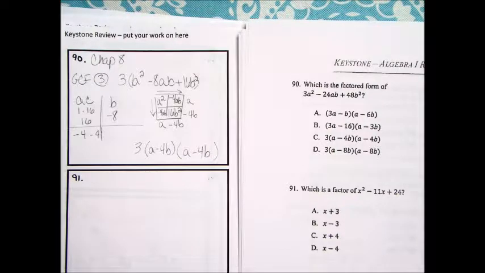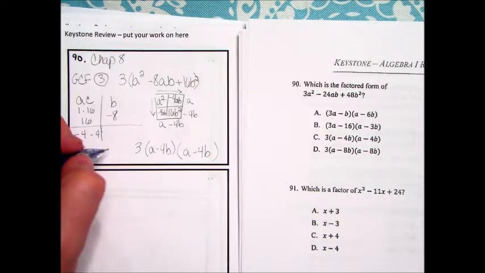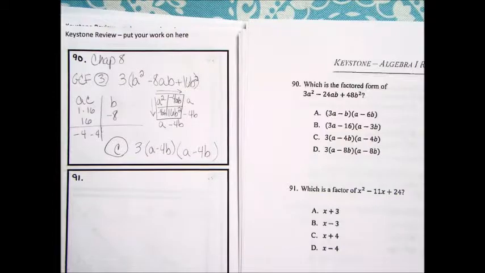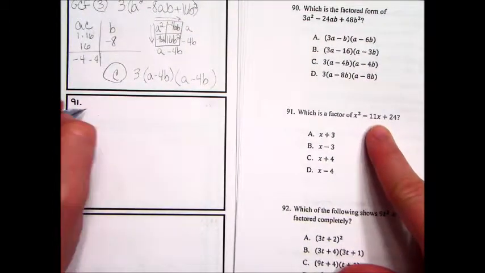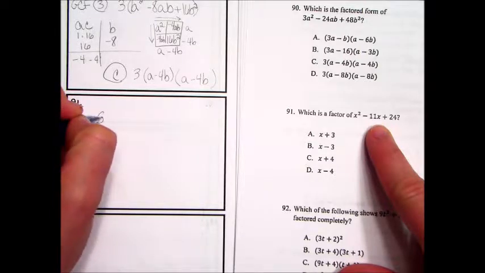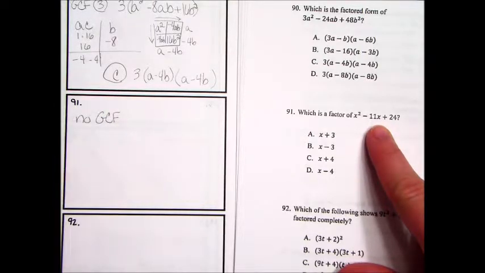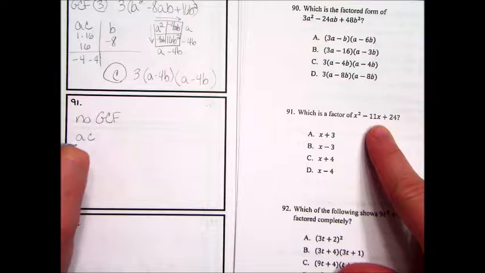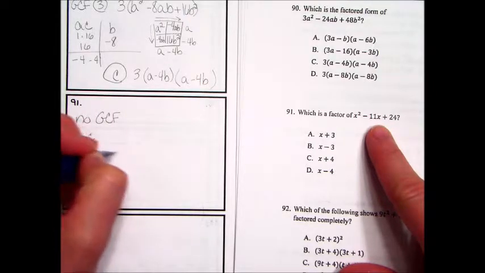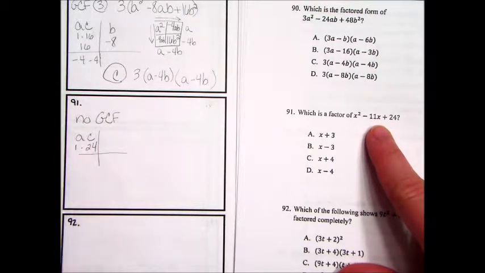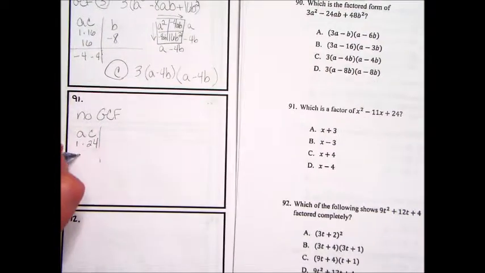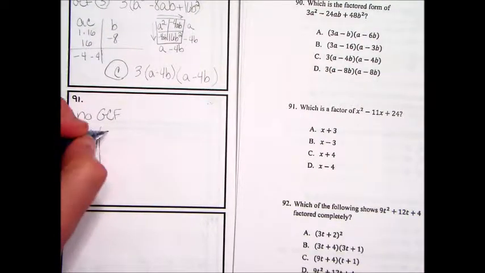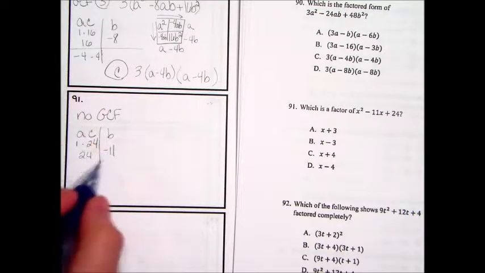Let's see, where do we see that answer? I think that is option C. 91. Another factoring problem. There is no GCF, so I can just do AC is 1 times 24. So I guess I could write 24 here. And B is negative 11.